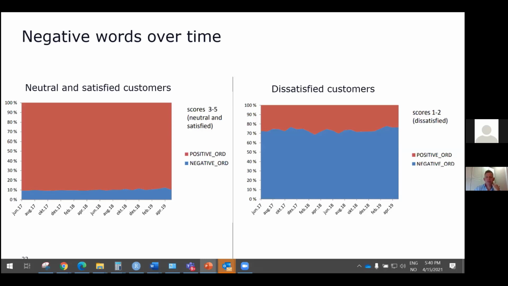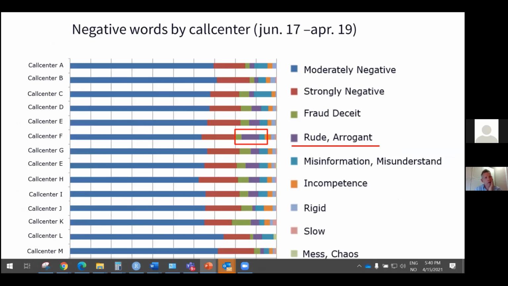That doesn't help us much, but if we do something like this, if you see here, on the vertical axis we have all our call centers in Telenor Norway. We have just split the data on call centers. So for call center A, that first line there, that's all the data that comes from call center A. Then we did the word count based on the dictionary to check what types of negative words are there. And these are only negative words. On the right-hand side, these are the categories: moderately negative, strongly negative, and then we have specifics like fraud and deceit, rude and arrogant, misinformation, misunderstanding, incompetence, rigidness, slowness, mess, and chaos.